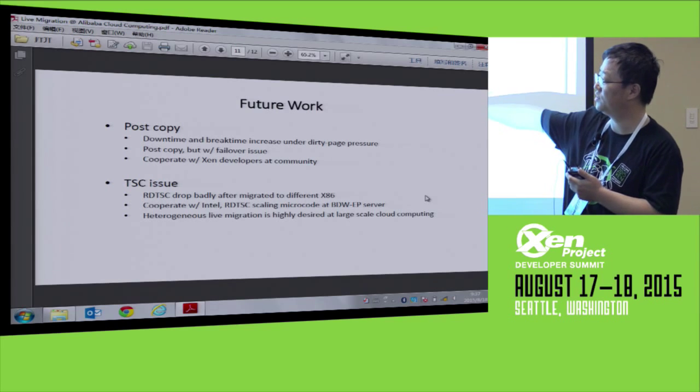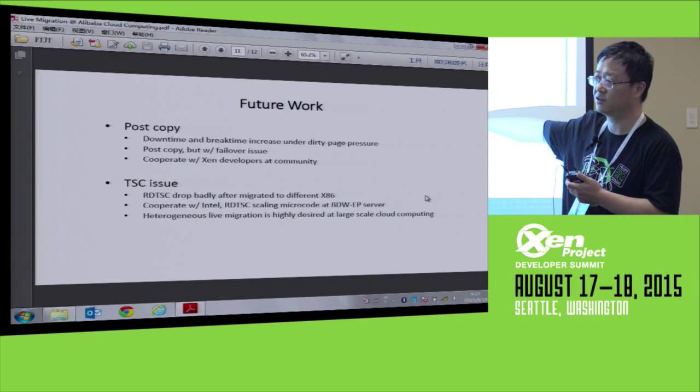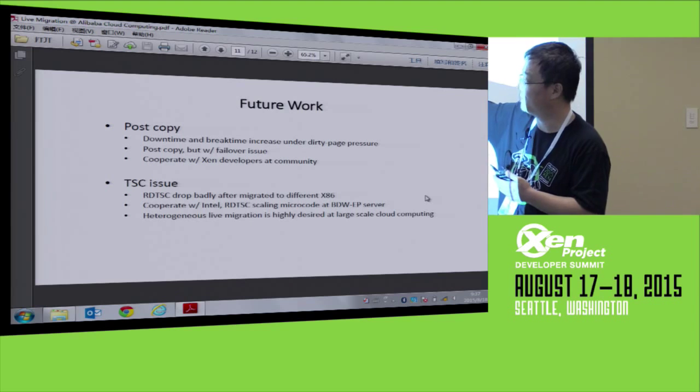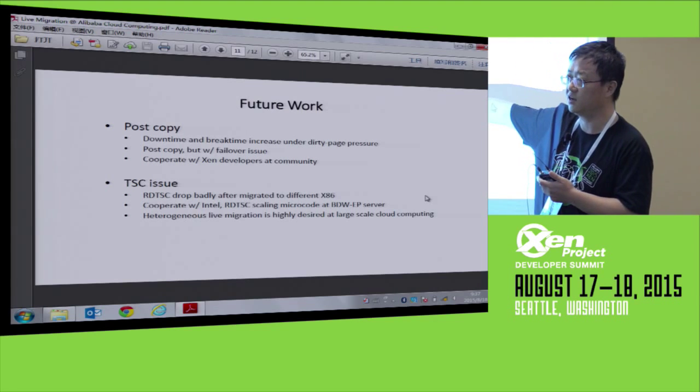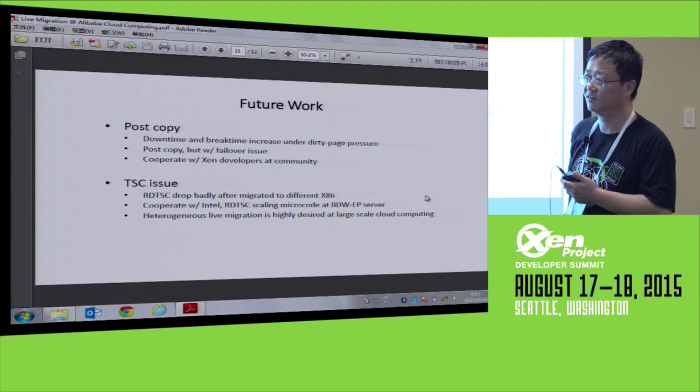In fact, this feature to support TSC is highly desired in a real cloud environment. But there are also clouds that use AMD hardware. We have a lot of customers that use AMD because it's cheaper. Okay. Thank you.